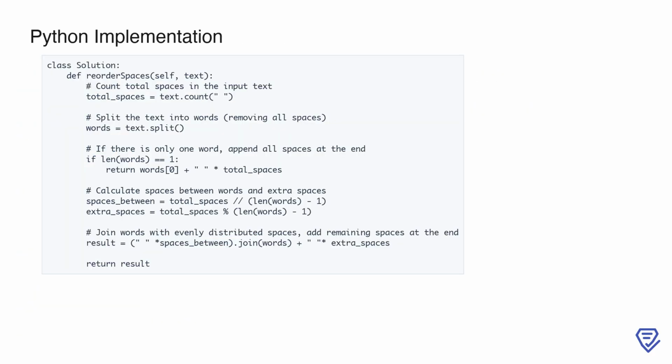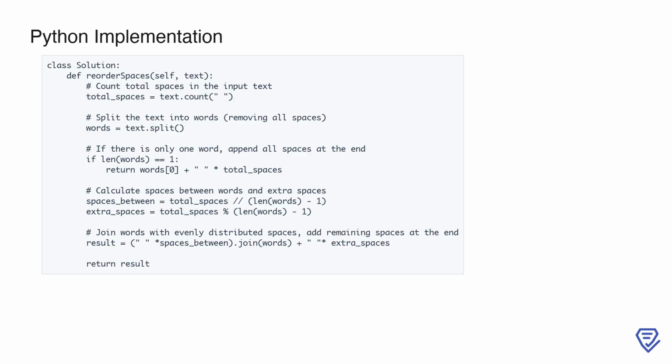This solution addresses the problem of redistributing spaces in the input string such that the spaces are as evenly distributed as possible between words, with remaining spaces added to the end of the string. The code starts by counting the total number of spaces in the input string using the count method. This count helps determine how the spaces will be redistributed.